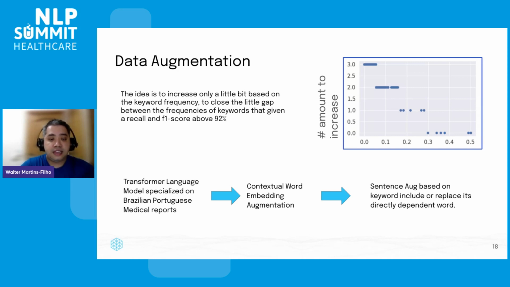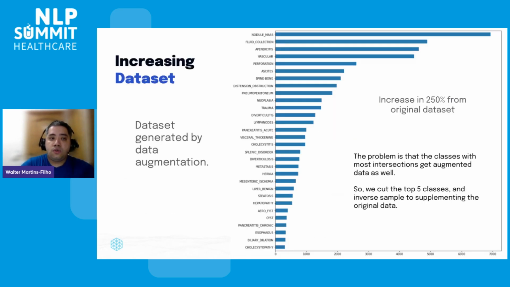So we get the sentence, and we apply our transformer language model specialized in Brazilian Portuguese using contextual word embedding. So we change the token next to the non-chunk word without losing the context, or include one token on the sentence before or after this non-chunking. And we increase the dataset with that. This gives us an increase of 250% from the original dataset.